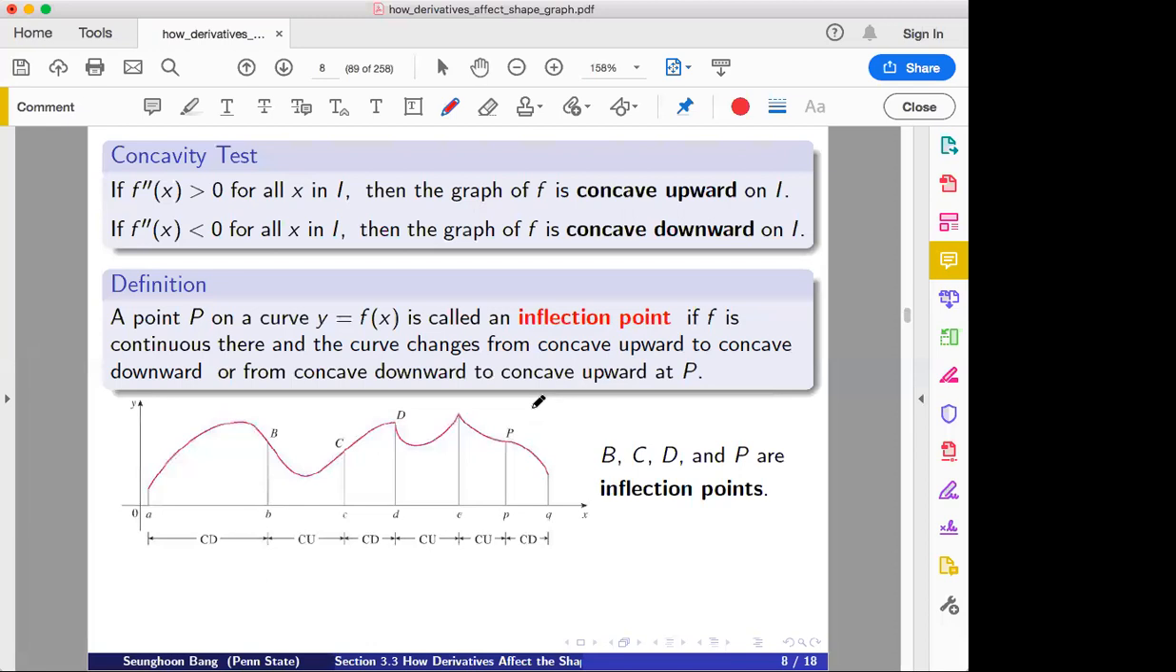So one more. What is the second derivative at B? Do you know what it is? Here you can take the second derivative. Is it positive? No.